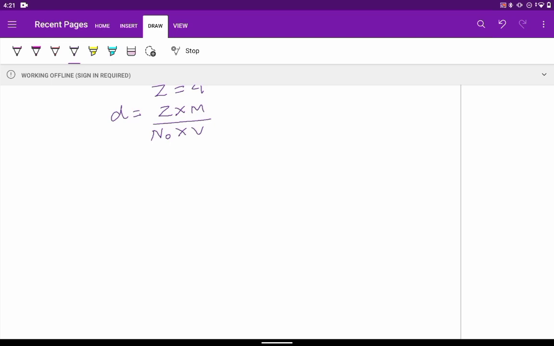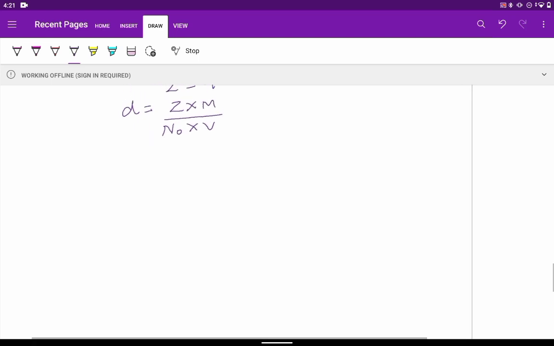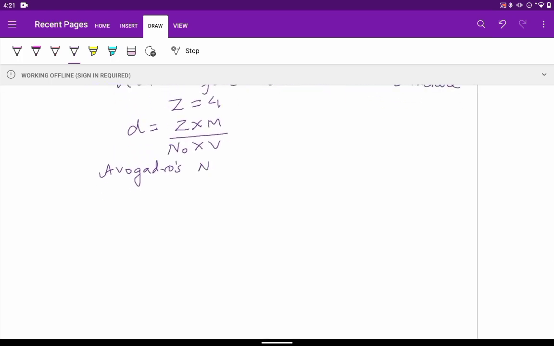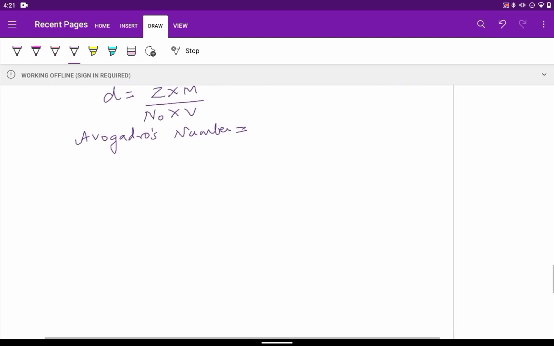Now we can rearrange to get N naught, Avogadro's number. So from here, what will be the Avogadro number? Avogadro's number will be Z into M divided by D into V. Z into M by D into V.